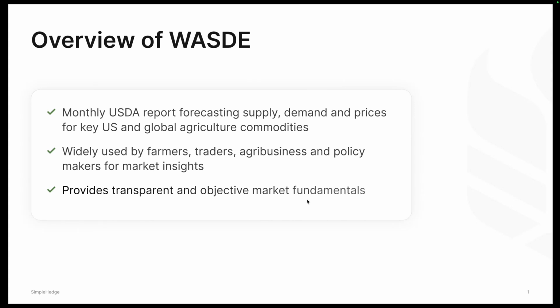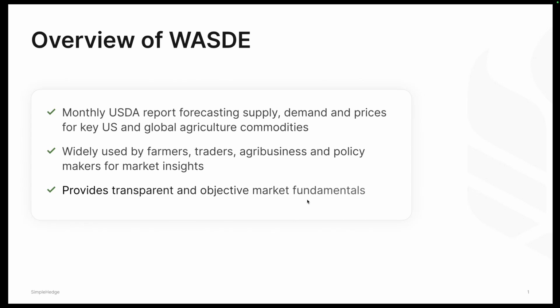So a little bit of an overview of the WASDE. It stands for the World Agricultural Supply and Demand Estimates. It's released monthly by the USDA for forecasting supply, demand, and prices of key US and global agricultural commodities. It would be considered the premium report that you'll get on anything agricultural production throughout the world, and specifically, being the USDA, it focuses on the US. It's widely used by farmers, traders, agribusiness, and policymakers, not just out of the US but worldwide, because of its premium level of information and the investment that the USDA puts into supplying it to the market.